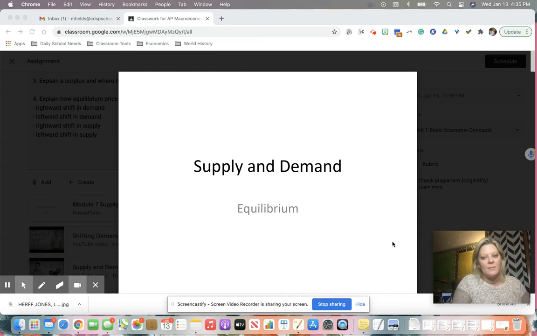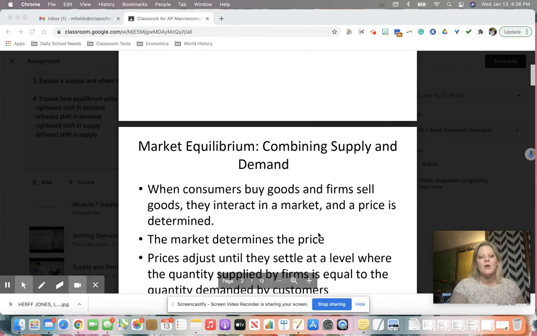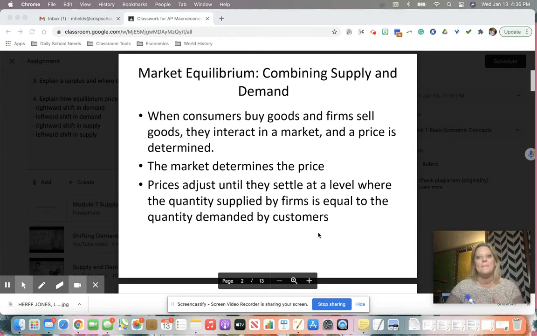In this video, we're going to talk about putting supply and demand together. So we have done demand, which you have seen a downward sloping demand curve. And we have done supply, where you have seen an upward sloping supply curve. And so now we're going to put those two together on the same graph, and we're going to watch those interact in a market. So when we combine supply and demand, the price is going to be determined, and it is the market that determines the price.